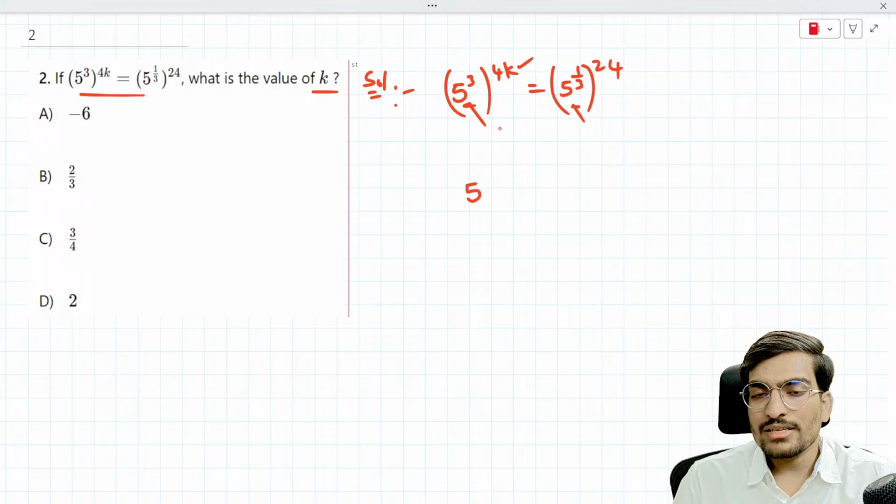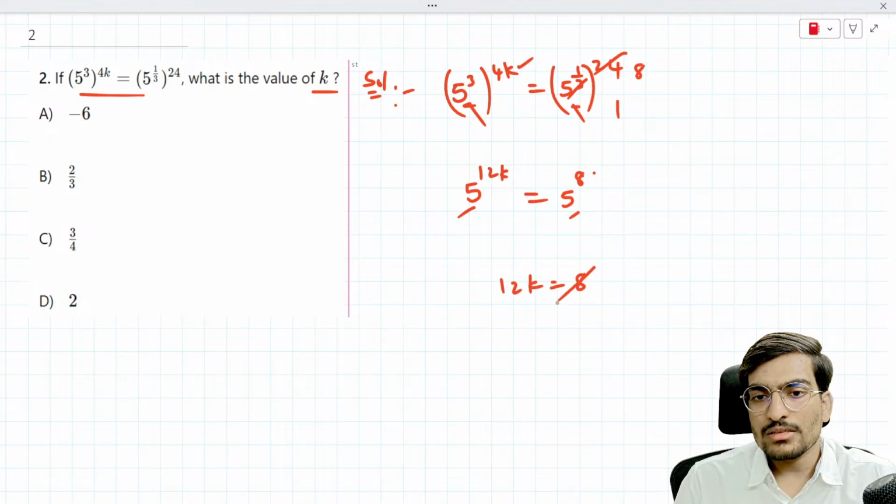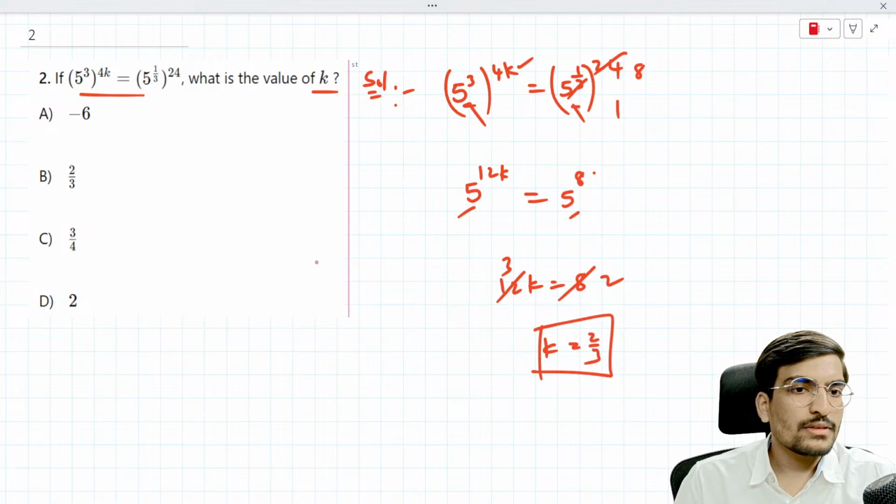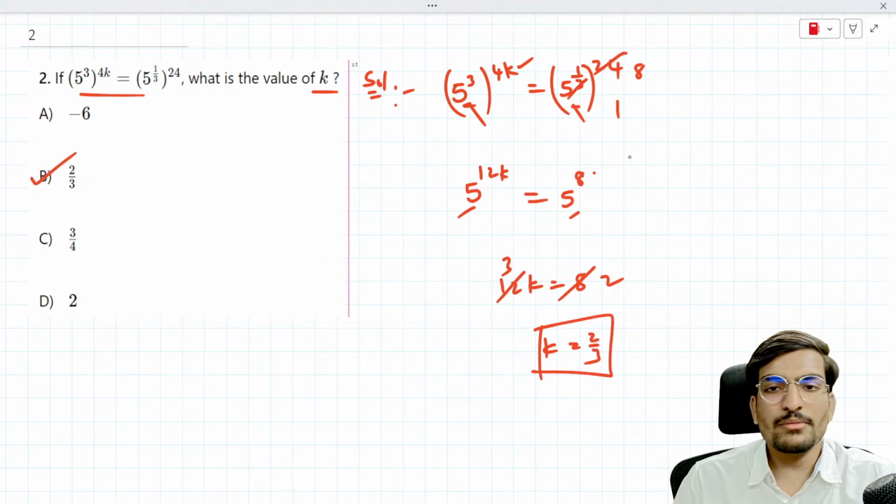So let's simplify it first. 12k, so that equals to 3 ones are 3, 3 8s are 24, so that's going to be 5 raised to the power of 8. Now bases are equal, equate powers. 12k is 8. 4 2s are 8, 4 3s are 12. K equals 2 by 3. It's option B. Yes, Saidur Rahman is back.